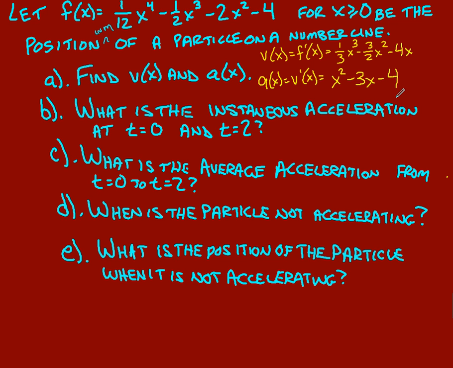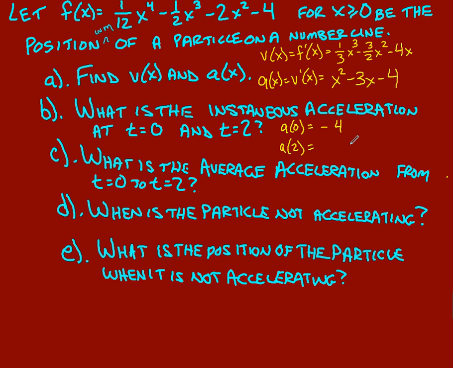Okay, what is the instantaneous acceleration? Instantaneous just means I need to plug in. So I'm going to plug in into the acceleration equation these times that they want. They want to know a of 0. And they want to know a of 2. So if I plug in 0, I'm going to get 0 squared minus 0 minus 4. So this is negative 4.